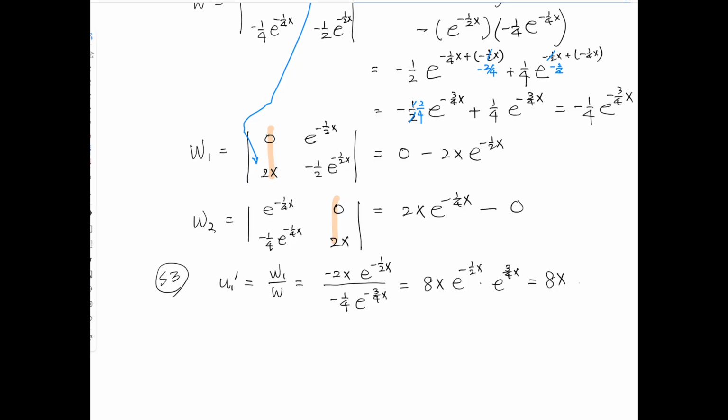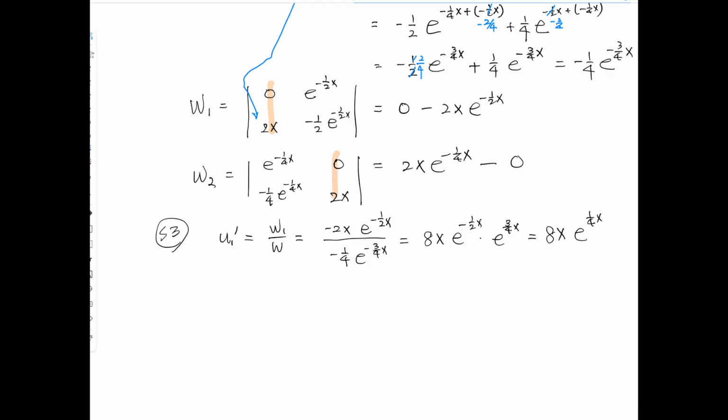That is 8x e to the power of positive 1 over 4x. Now from here, we need to find the u1, and that is the integral of x times e to the 1 over 4x dx. So using integration by parts, we're going to let u equal x and du equal dx, and then we have dv that is e to the power of 1 over 4x dx.